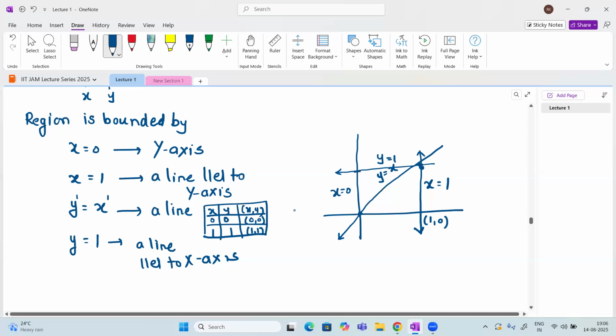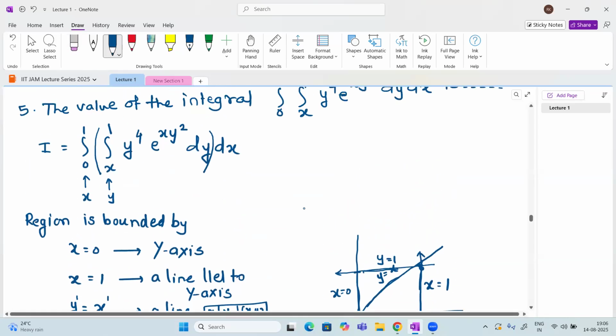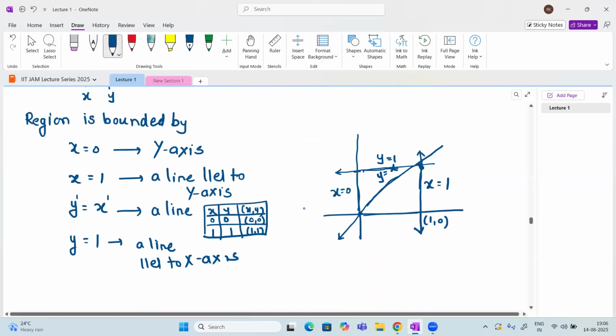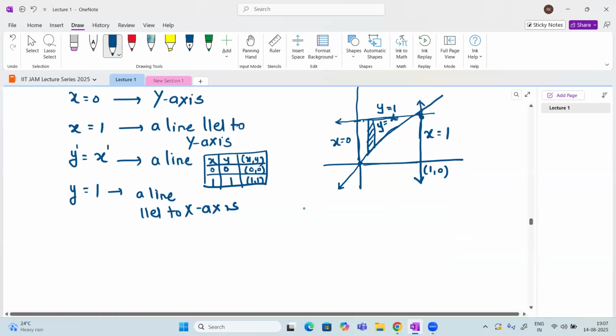The region should be bounded by all these 4 curves. That means x is equal to 0, y is equal to x, y is equal to 1, and x is equal to 1, right? If you consider the lower region, it is not bounded by any line, so obviously the upper half we have to consider, right? As you can see here, the inner integration is with respect to y, right? It means the given strip is parallel to the y-axis. Agree with me? Yes, sir.